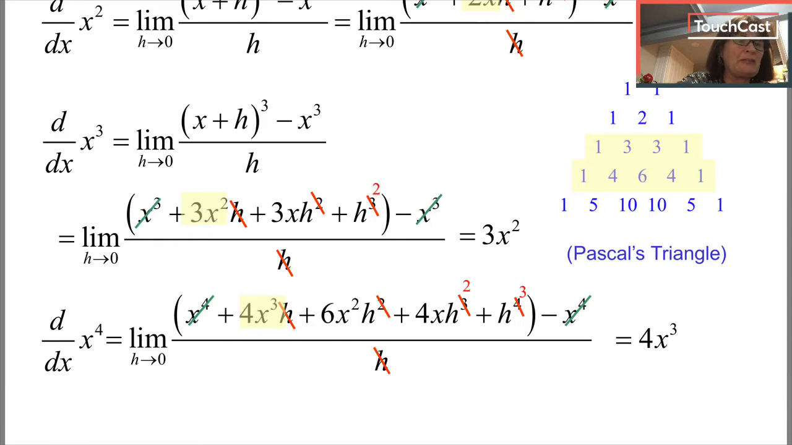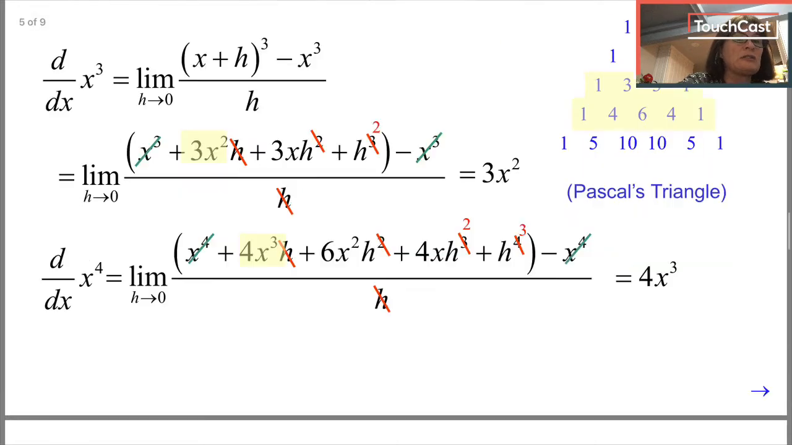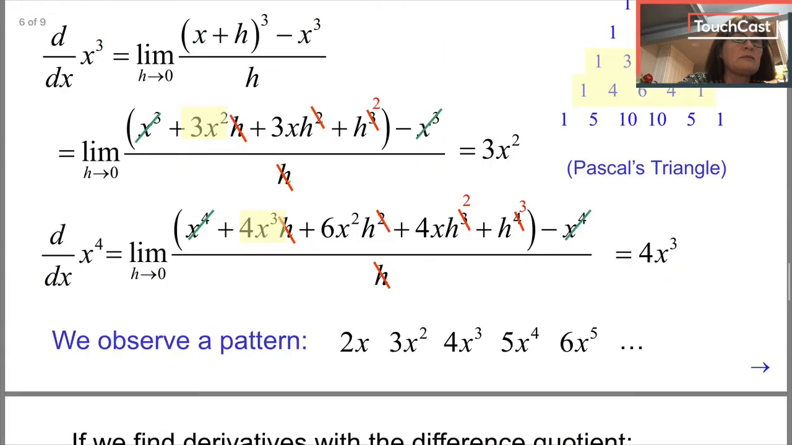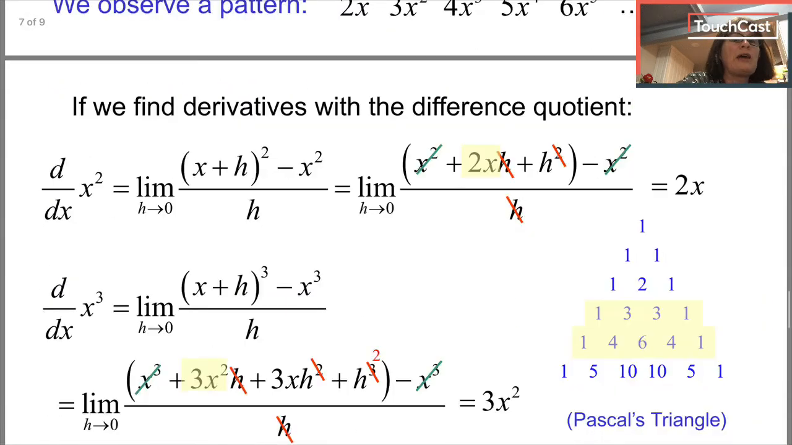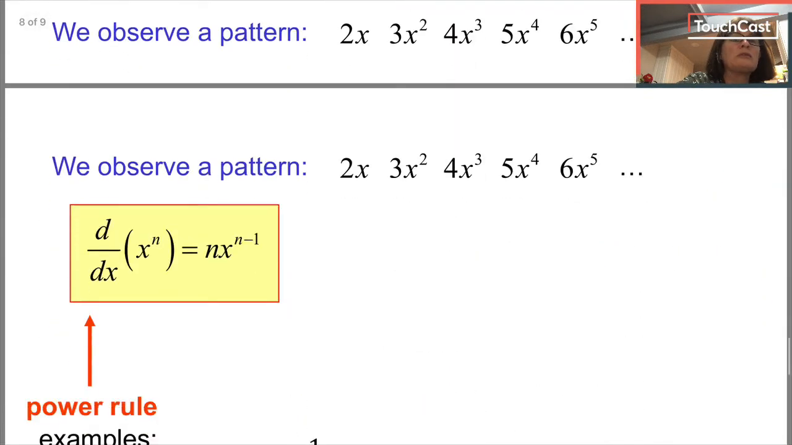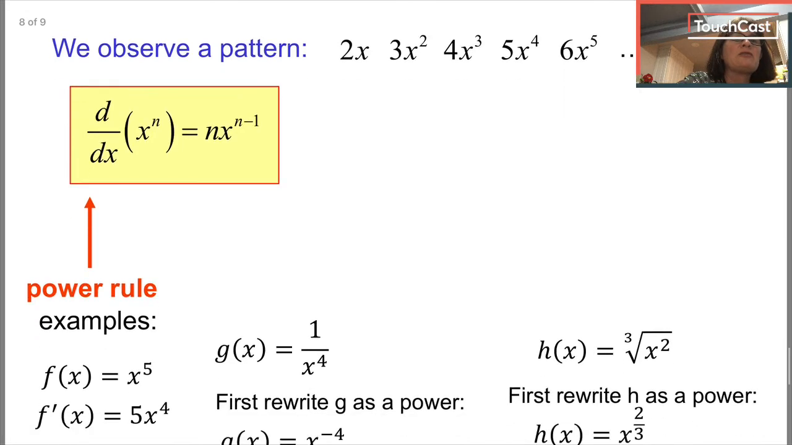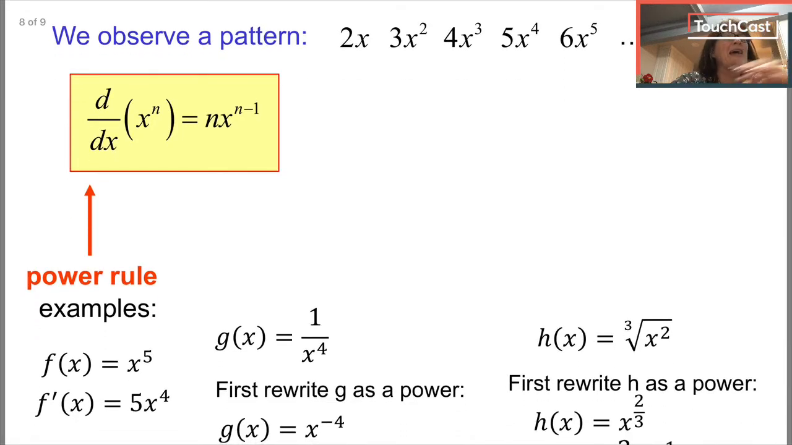You could think about doing it forever and ever, and you might notice a pattern. Derivative of x squared is 2x. The derivative of x cubed is 3x squared. The derivative of x to the fourth is 4x cubed. And we arrive at what we call the power rule. If I want to take the derivative of x raised to the nth power, the n exponent comes down to the front and becomes a multiplier, and the new exponent is 1 less.